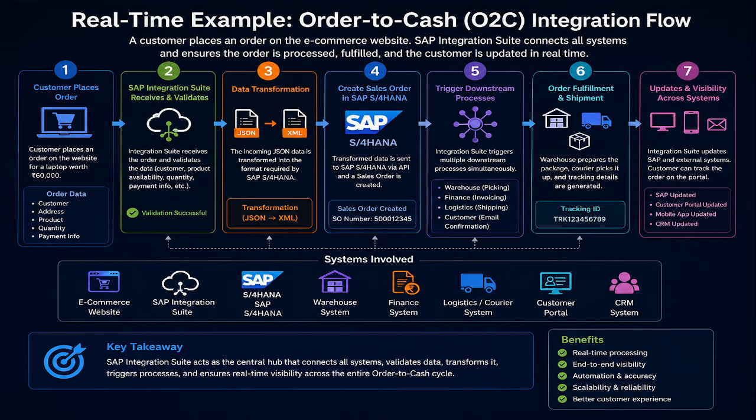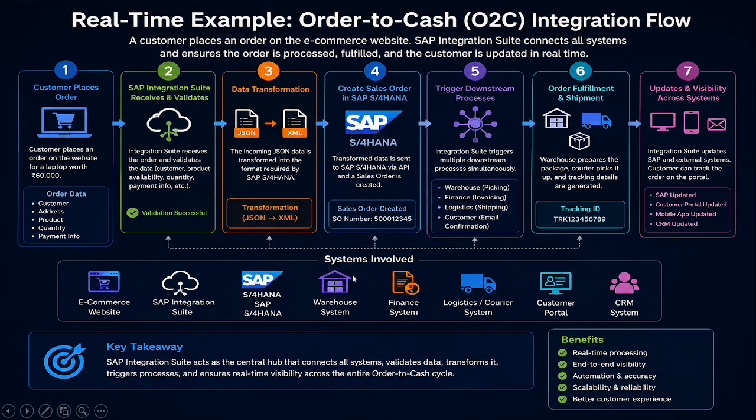SAP Integration Suite validates customer details, product information, and payment details. If everything is correct, it transforms the incoming message to the format required by SAP S/4HANA. The transformed message is sent securely to SAP, and SAP creates the sales order. Once the sales order is created, SAP Integration Suite automatically informs other connected systems.